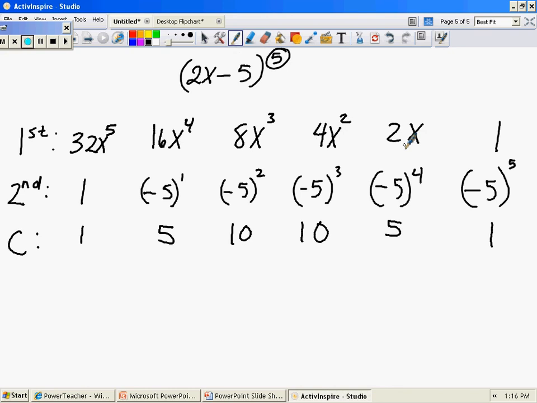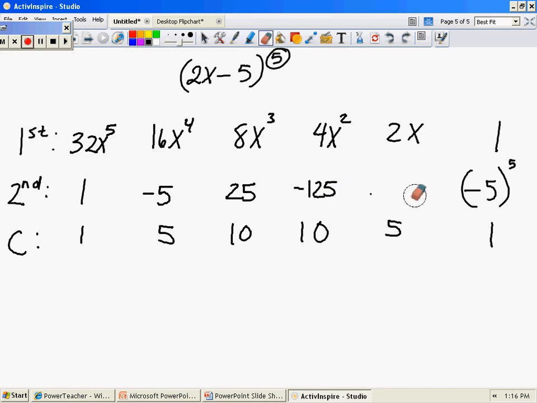I'm going to do the next row now. Now negative 5 to the 1st power will be what? Just negative 5. Anything to the 1st power is itself. Negative 5 to the 2nd power. Positive 25. A negative times a negative is positive. And as a matter of fact, you're going to find that anyone with an even exponent, it's going to be positive. Anything with an odd exponent is going to be negative. So it's going to be switching back and forth. Negative 5 to the 3rd power. Negative 5 times negative 5 times negative 5 is negative 125. This one will be 625. It'll be a positive.